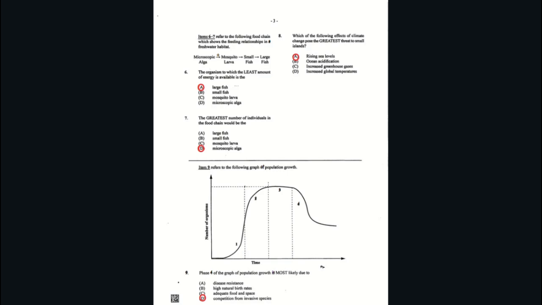So let's talk about questions 6 and 7. They refer to the following food chain, which shows the feeding relationships in a freshwater habitat. We have microscopic algae, mosquito larva, small fish, large fish. So that's basically a simple food chain. The organism to which the least amount of energy is available is going to be the large fish.